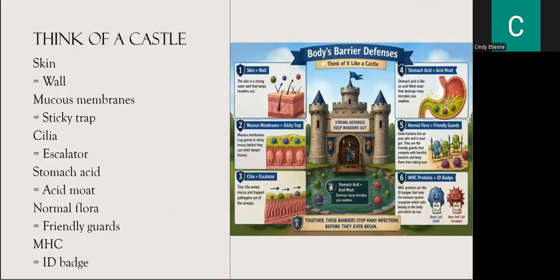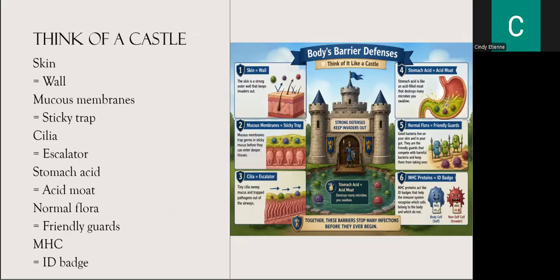One way to remember the body's barrier defenses is to think of them as defenses of a castle. The skin is the strong outer wall that keeps invaders out. Mucous membranes act like sticky traps catching germs before they enter deeper tissues. Tiny cilia work like escalators, sweeping mucus and trapped pathogens out of the airway. Sometimes we cough it up or we actually swallow it. And if we swallow it, it goes into our stomach acids.